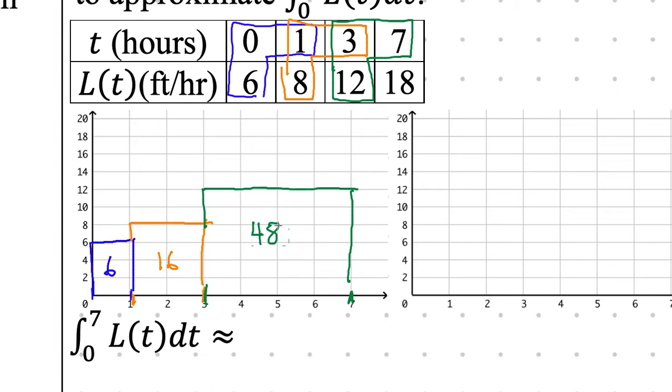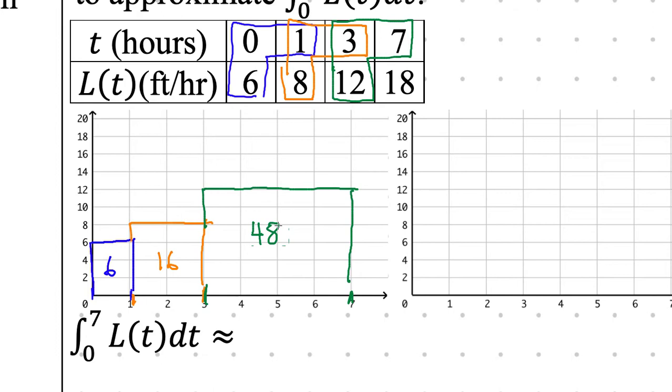Can you relate what's happening graphically to what's happening in the table? Yes, second number minus the first number, times the bottom. There it is. Everyone see it? 7 minus 3 times the height of 12. 3 minus 1 times the height of 8, 16. 1 minus 0, 1 times 6, 6. That's your pattern, over and over again.